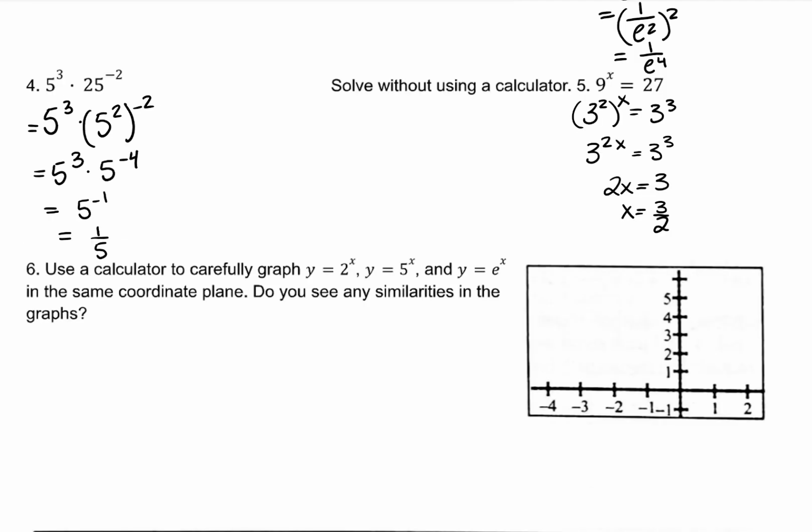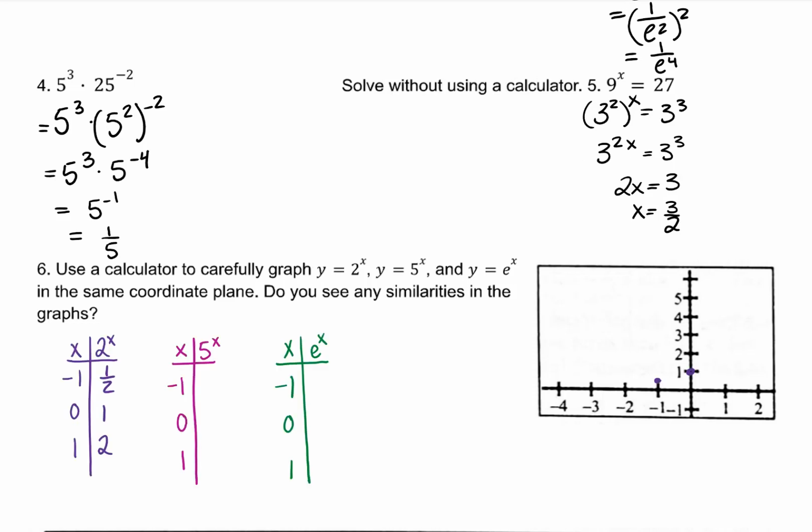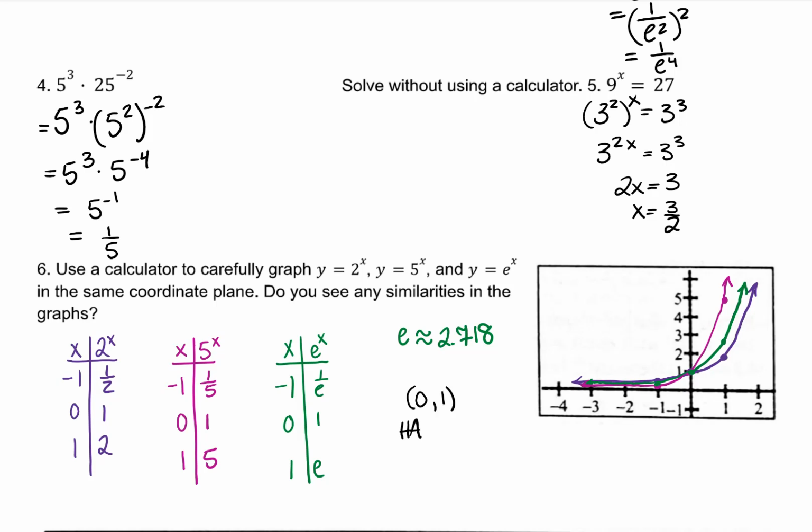Use a calculator to carefully graph 2 to the x, 5 to the x, e to the x in the same coordinate plane. Do you see any similarities in the graphs? I'm going to plug in negative 1, 0, and 1 into each of these. Each of these exponential functions has the same y-intercept. They have the same horizontal asymptote of y equals 0. And all three of these functions are increasing from negative infinity to infinity.